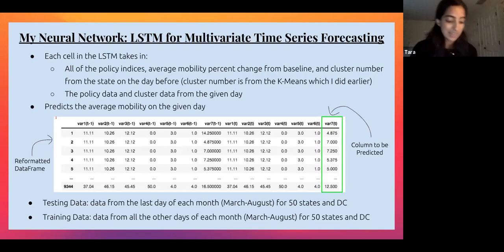So I reformatted my data frame to more clearly show the inputs and outputs of each cell, and there's a row for each state for each day since March 1st. The first 13 columns of the data frame are the policy and cluster data and the mobility data from the day before. And the very last column is the average mobility on the given day, and that's what my neural network is predicting. And I trained my neural network on the data for the first 29 or 30 days of each month, depending on how long the month is. And I evaluated my neural network on the data from the very last day of each month for each state.